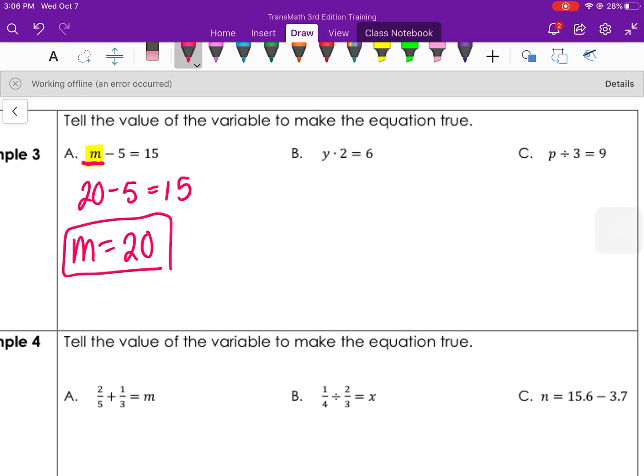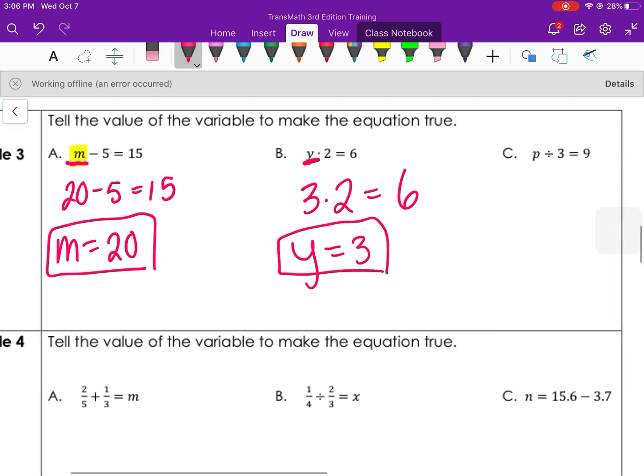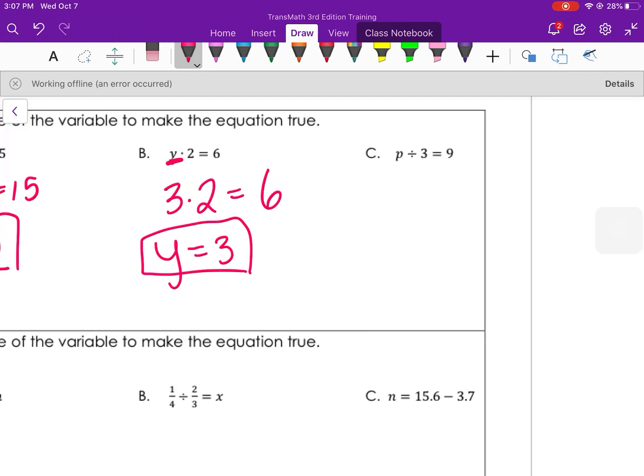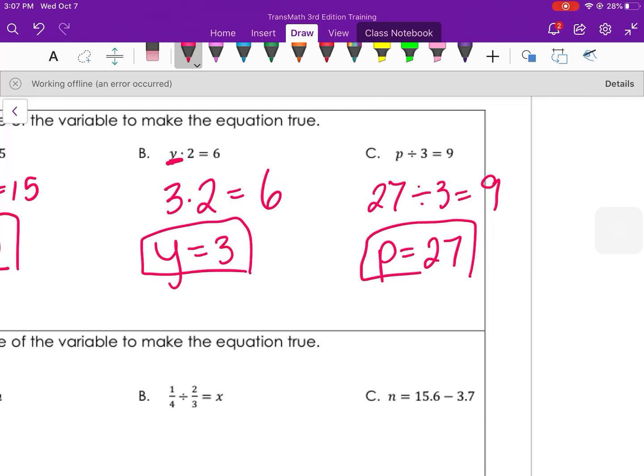What number times 2 equals 6? Well, I know that 3 times 2 equals 6, so that means that y equals 3. What number divided by 3 equals 9? I know that 27 divided by 3 equals 9, so P in this equation must equal 27.